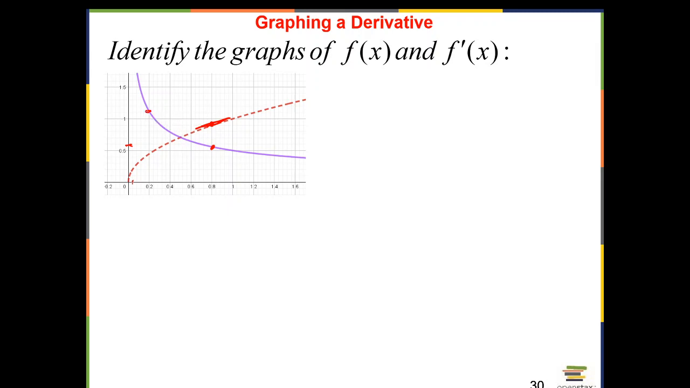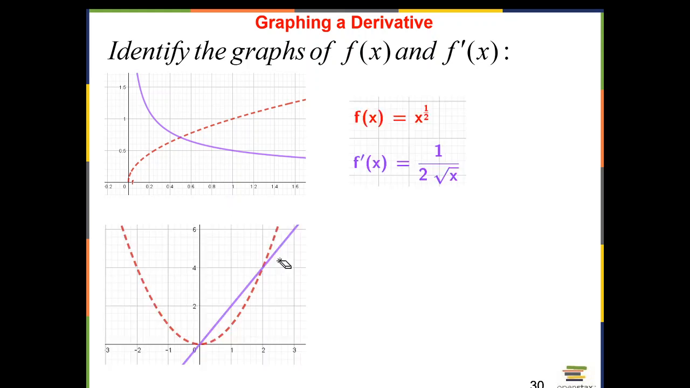Why? Because let's say the slope of that line is a negative number, but the red one doesn't give you a negative number, right? So the red one cannot be the derivative of the blue one. The blue one is the derivative of the red one. Or the purple one is the derivative of the red one. Okay? What about this one?